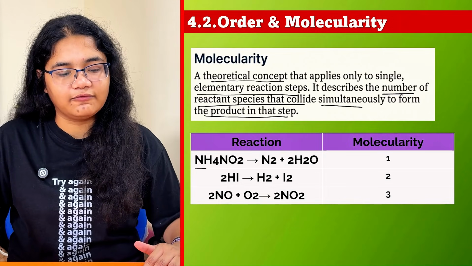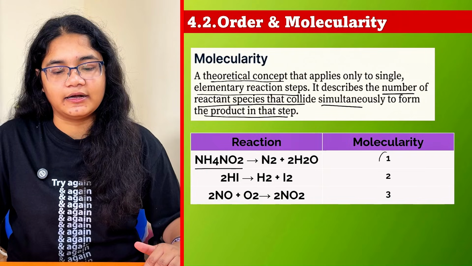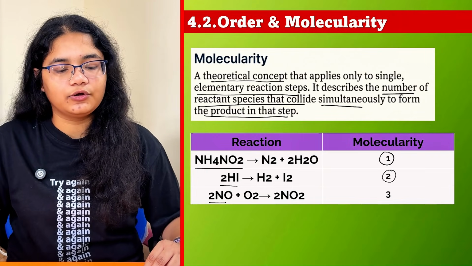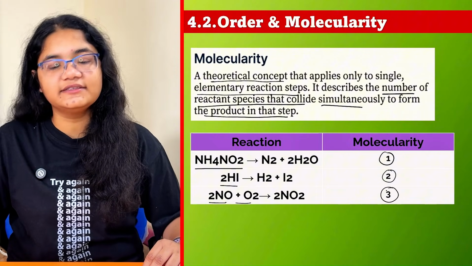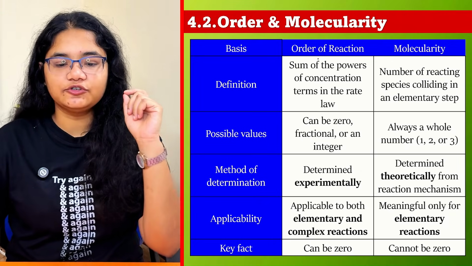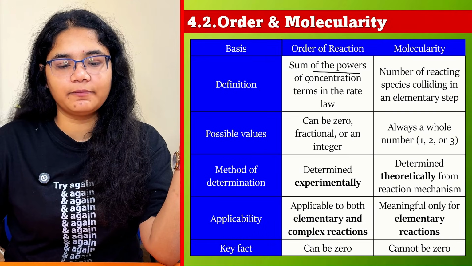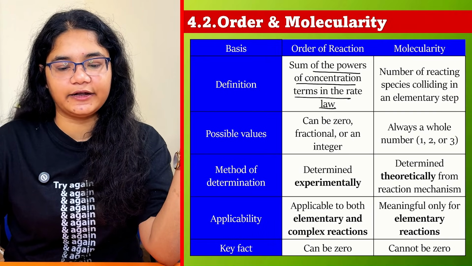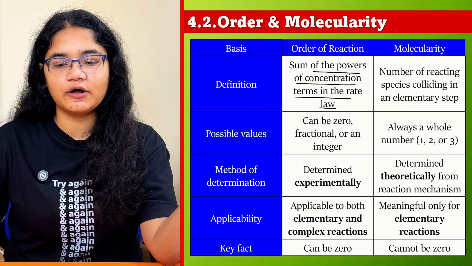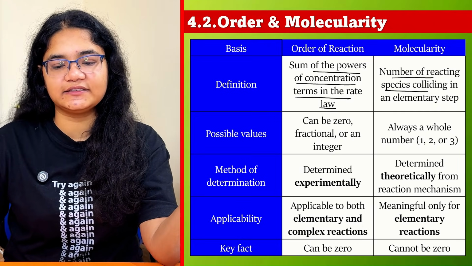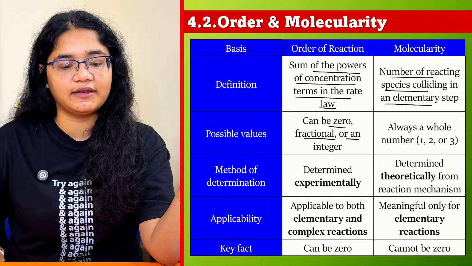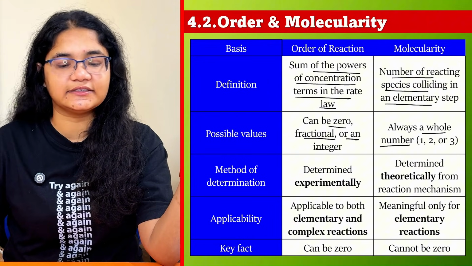For example, here only one reactant is reacting, so molecularity will be 1. Here you have 2 molecules of HI, so the molecularity is 2. Here 2 NO and 1 O2, so the molecularity is 3. Now let us see the difference between order and molecularity. What is the definition of order? It is the sum of the powers of the concentration terms in the rate law. So x and y, if you add them, that is the overall order of the reaction. Molecularity is the number of species reacting in an elementary step. Order can be 0, a fraction or an integer, but molecularity is always a whole number.